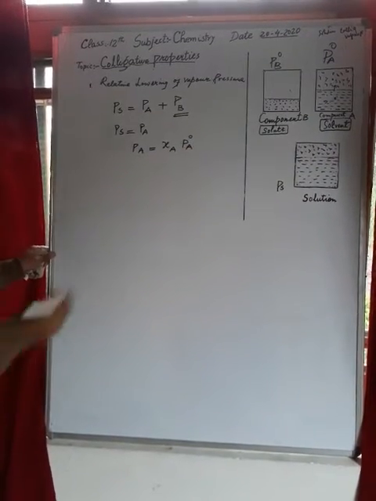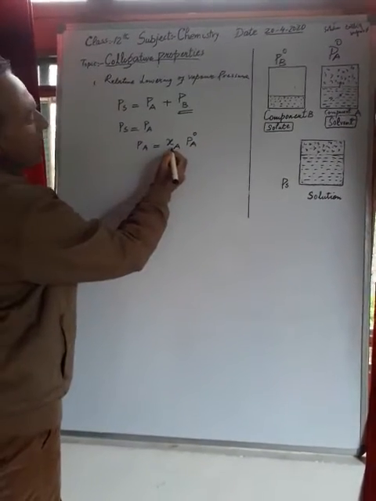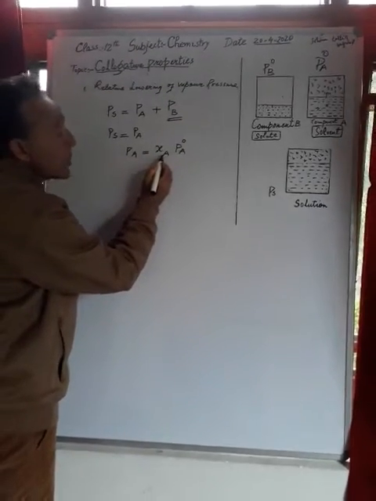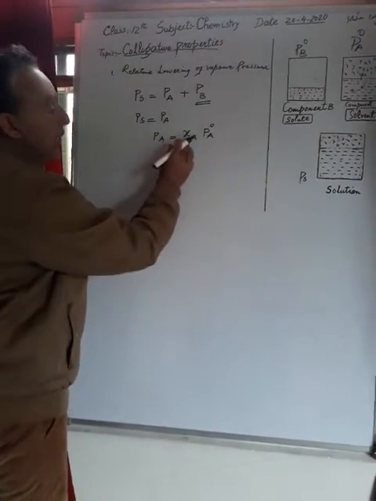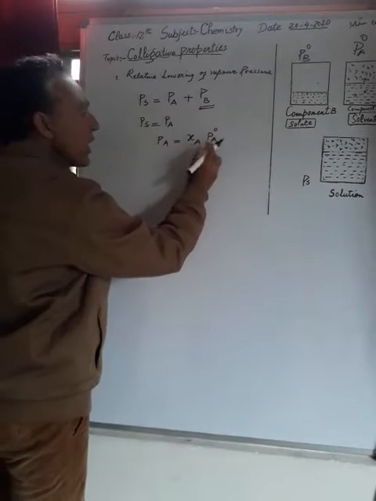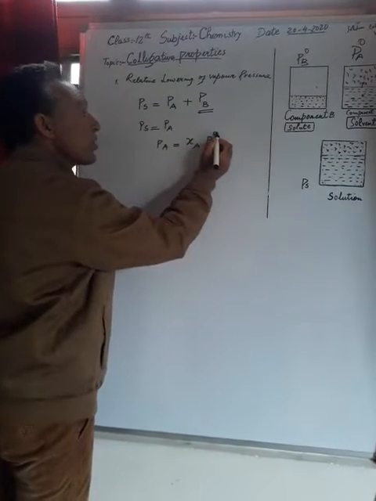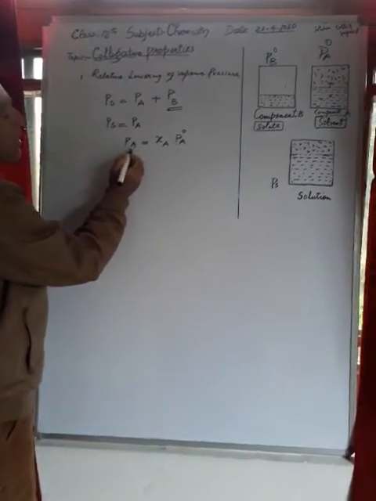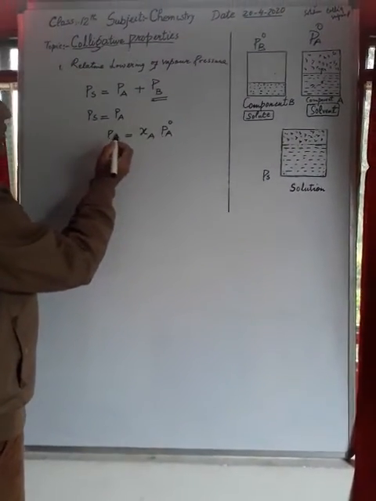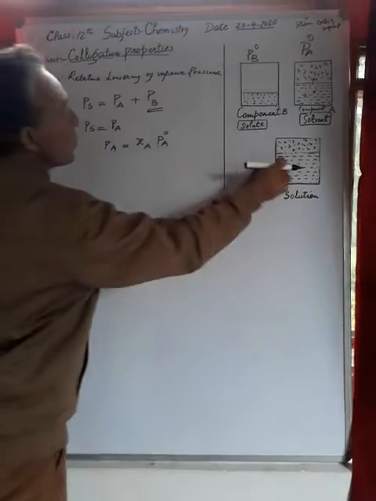That is, what is XA? XA is the mole fraction of the component A. And what is P naught A? It is the vapor pressure of the component A in the pure state. And what is PA? PA is the vapor pressure of the solvent in the solution.